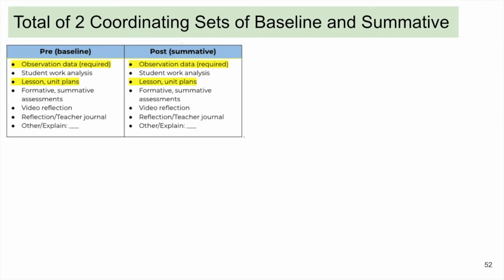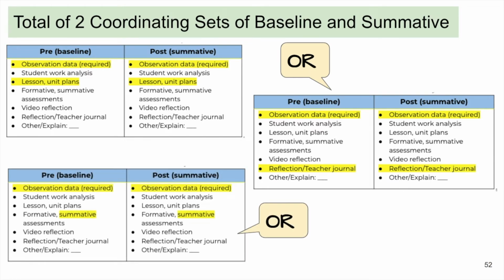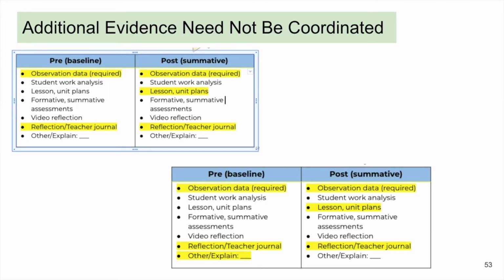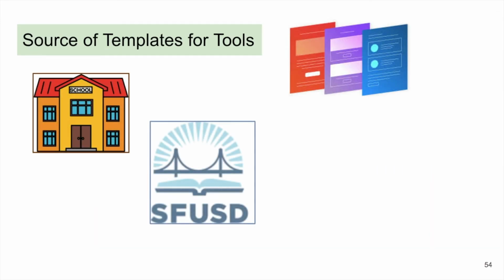In addition, one more coordinating set of tools must be linked as evidence. Here are some examples of coordinating sets. Beyond the set of 2 coordinating pieces of evidence, you may link any additional tools, coordinating or uncoordinating. For any of the evidence or tools, you may use the district or site templates, or you have the option to use modified versions.